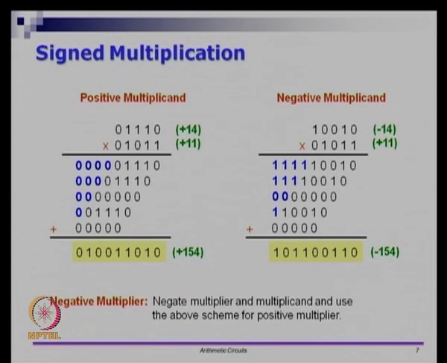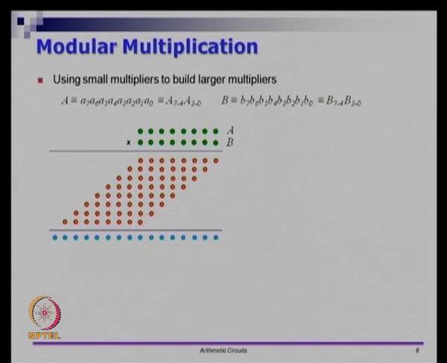So, negation of the multiplier, so negative multiplier is not a problem, it is only a special case for the previous case that we have discussed so far. You can also do what is called modular multiplication. Instead of doing a bitwise thing, you can also do something called modular multiplication.